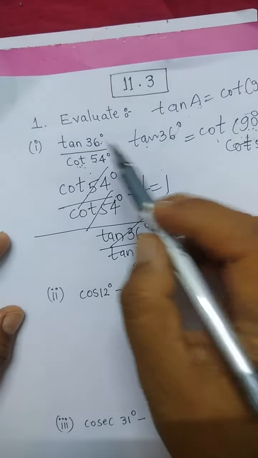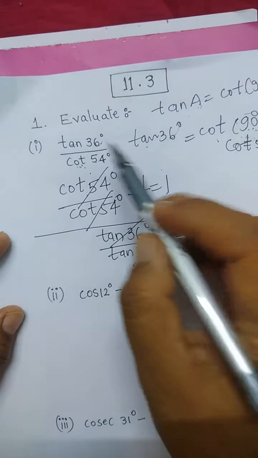Now come to the second one. Here cos 12 degree and sin 78 degree. Minus sign is there, they are subtracted. Out of two, any one you change. Suppose I will do it by both methods, you will understand. Whichever you like, you do. I want to show that the answer will be the same. Now cos, what is the complementary ratio of cos? It is sin. And what is the complementary angle of 12? It is 78 degree.